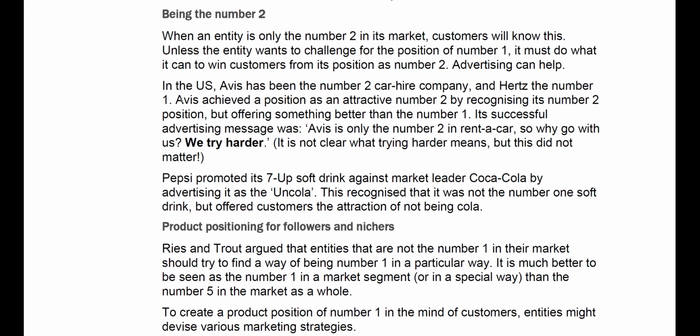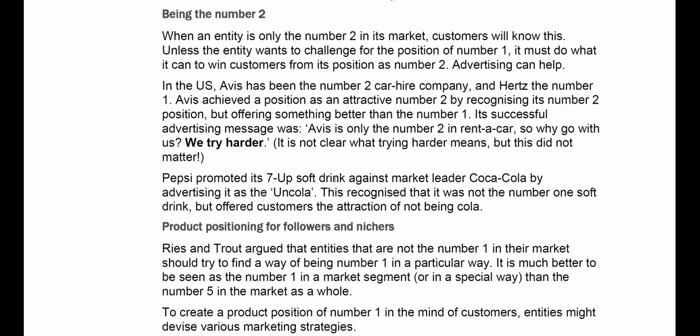Advertising can help. So in the US, Avis has been the number two car hire company and heads the number one. Avis achieved a position as an attractive number two by recognizing its number two position, but offering something better than the number one. Its successful advertising message was, Avis is only the number two in a rent-a-car. So why go with us? We try harder. It is not clear what trying harder means, but this did not matter.